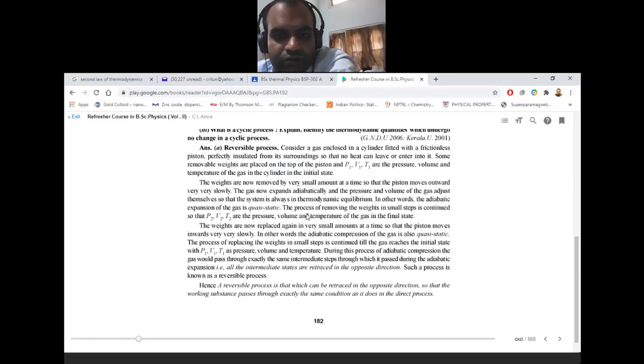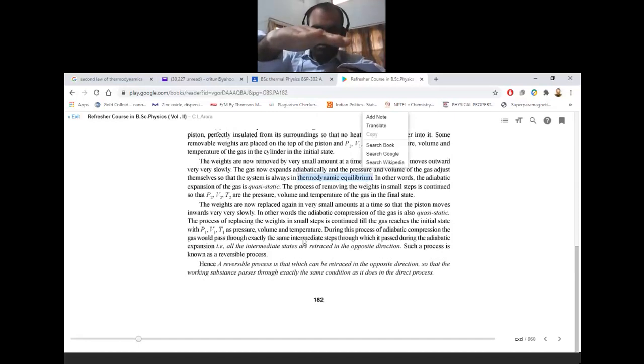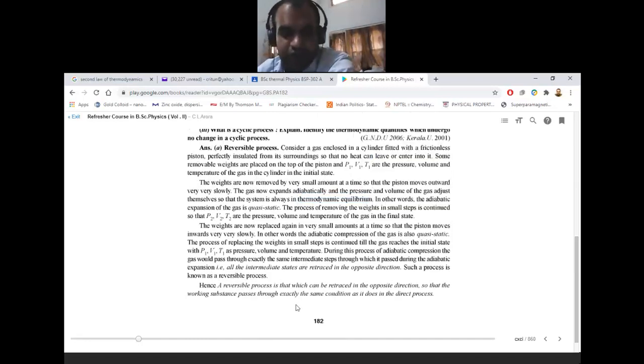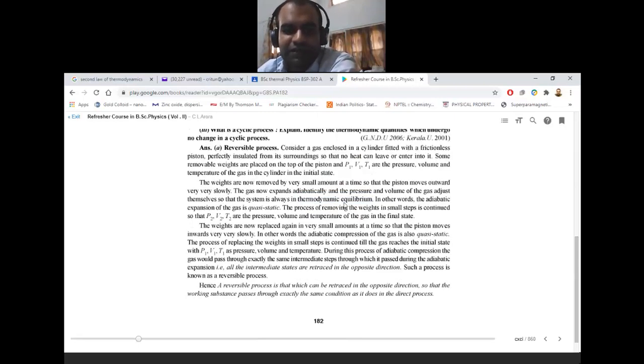The gas now expands adiabatically, the pressure and volume of the gas change, but at the same time thermal equilibrium is maintained. The piston moves very slowly, so that there is no temperature difference. Of course, the gas volume and pressure will change, but no temperature difference, in order to maintain thermal equilibrium. And this is only possible if the piston expands very, very slowly.